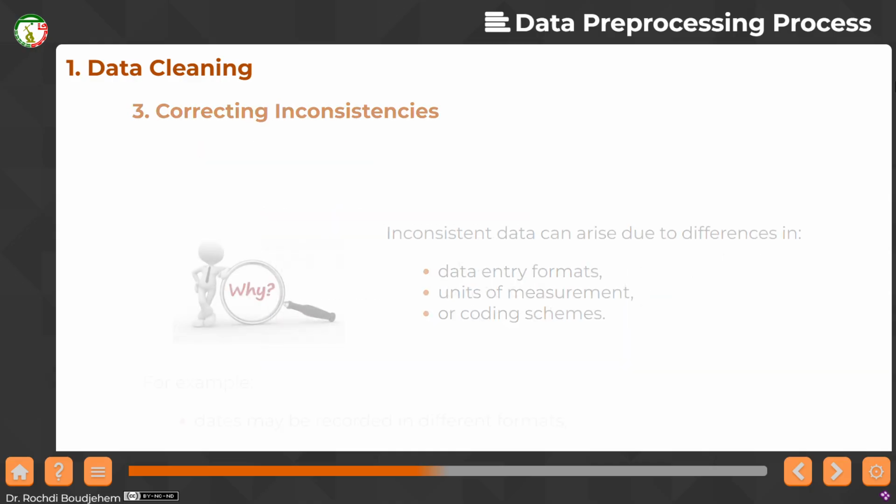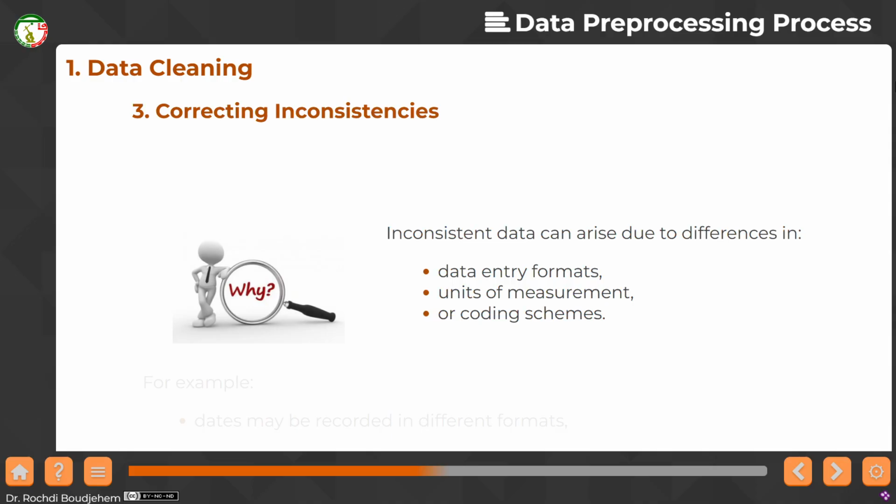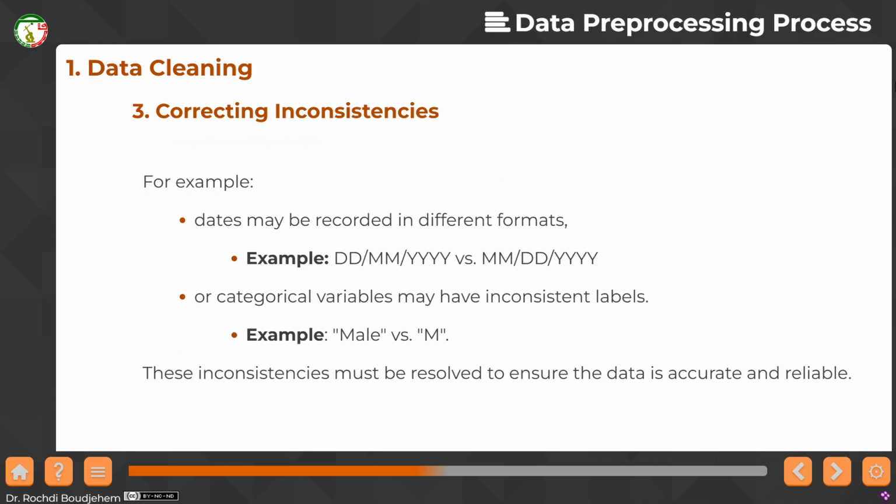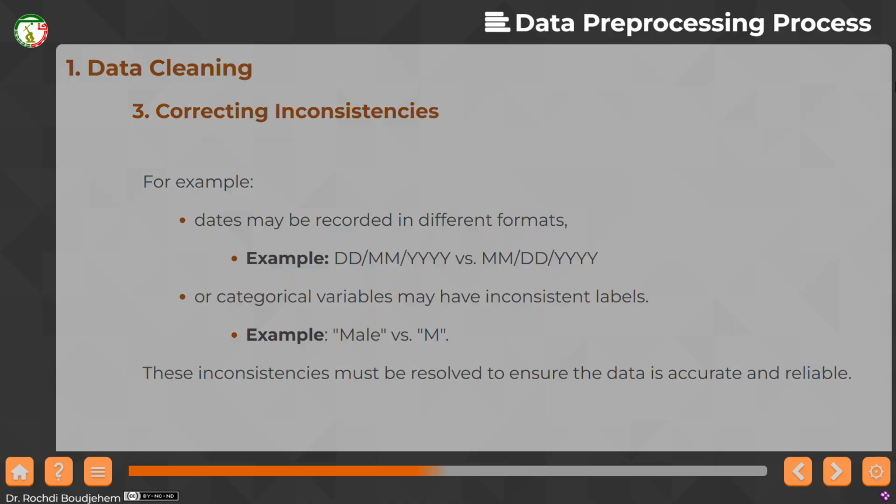Like noise, inconsistent data can arise due to differences in data entry formats, units of measurement, or coding schemes. For example, dates may be recorded in different formats such as day, month, year, versus month, day, year, or categorical variables may have inconsistent labels such as male versus M. These inconsistencies must be resolved to ensure the data is accurate and reliable.